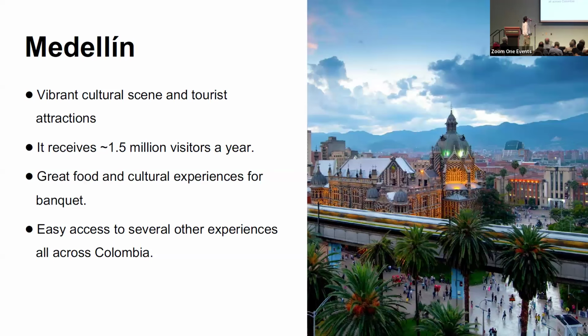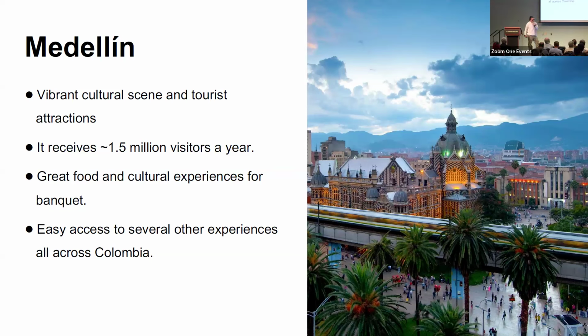So where is it going to happen? It's going to happen in Medellin, which is one of the biggest cities in Colombia. It's the second biggest one. It has a vibrant cultural scene, plenty of tourist attractions, plenty of infrastructure for international visitors. It has great food, cultural experiences, salsa, well, and different other Latin stereotypes you can imagine.